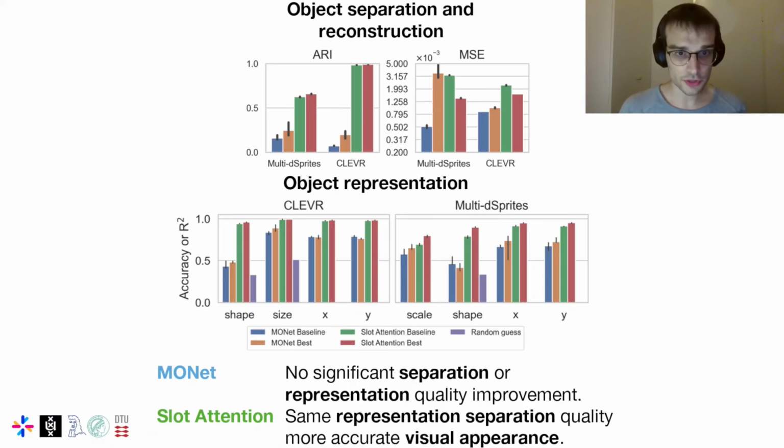We can verify these observations objectively by looking at the ARI, which is a measure of separation performance, and this is very low for MONet, while mean square error is very good. Even when its mean square error matches the one from slot attention, which we managed to do with our modifications, the ARI is still not improved. And the separation performance can be seen to be very strongly tied to the actual information that is available in the representations.